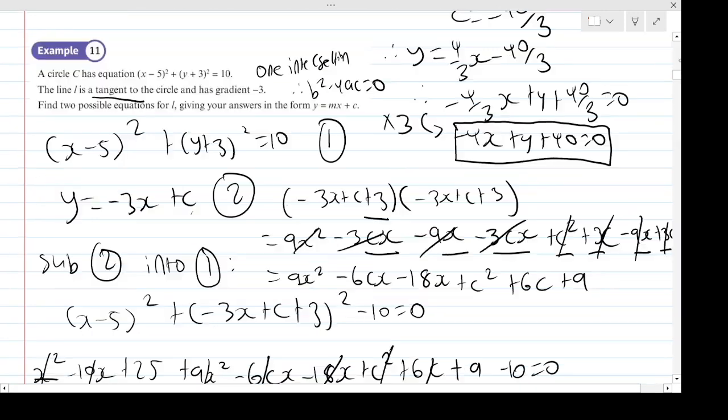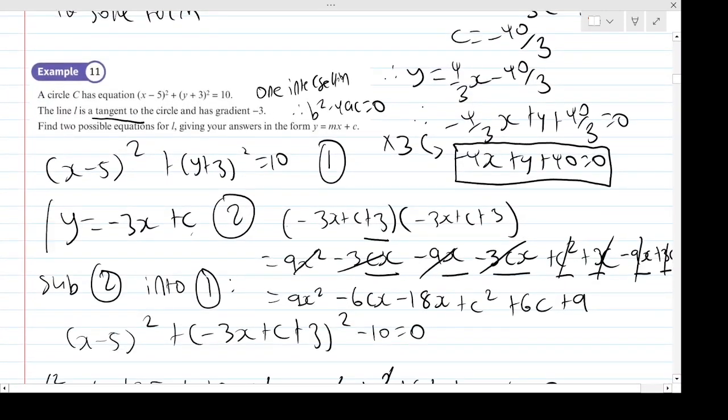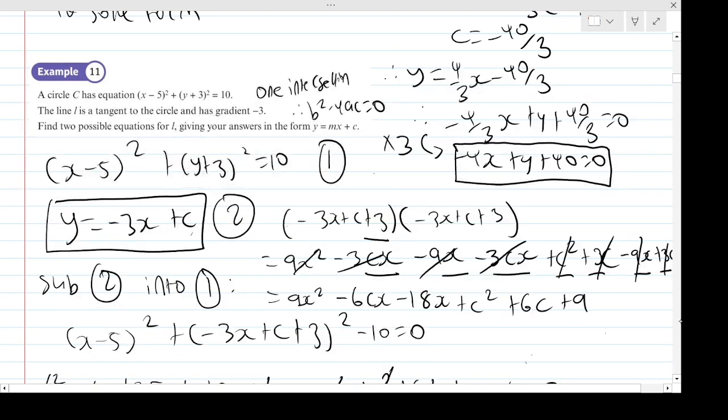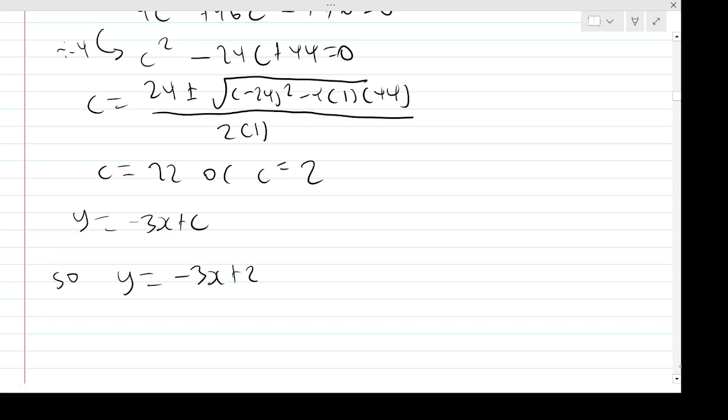There we are. So we found the missing ingredient, even though it took a bit of a while, the missing ingredient for this equation, the tangent there. We've got two values of c, which gives me two possible equations for L, the tangent. If we go back, y is minus 3x plus c. So that means either y is minus 3x plus 22 or y is minus 3x plus 2. There we are. Those are my two equations.